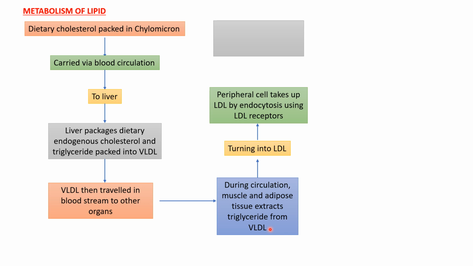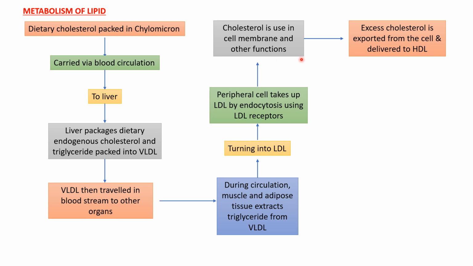The peripheral cell takes up the low density lipoprotein by endocytosis using the LDL receptor. Then the cholesterol is used in the cell membrane and other functions. So the cell takes up the LDL, and the cholesterol present in the LDL is used in the cell membrane and other functions.